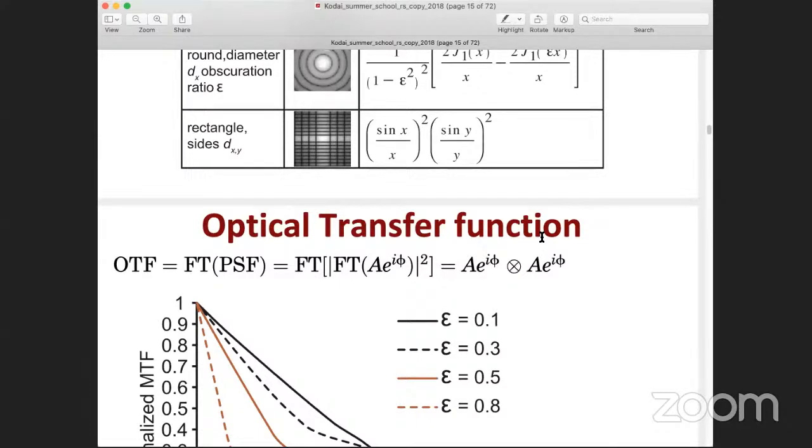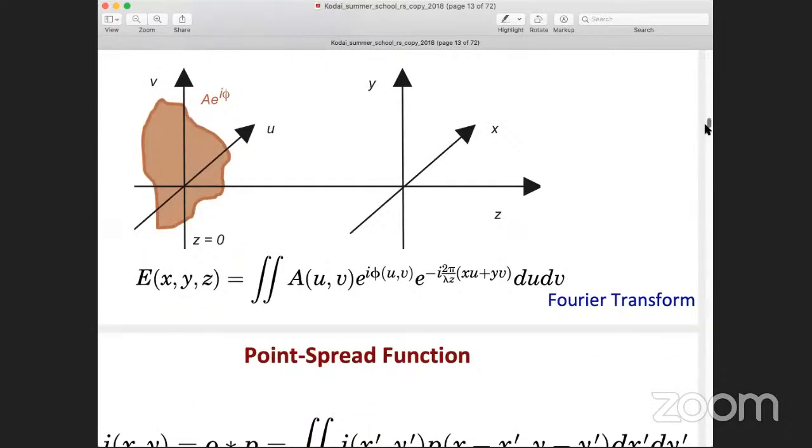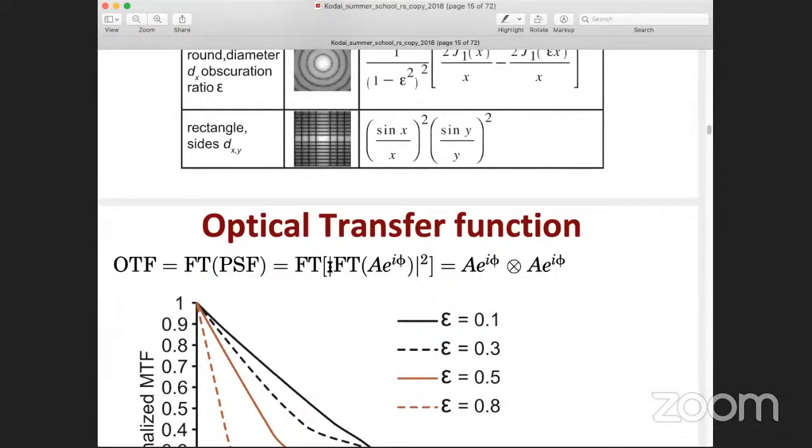And then we took the Fourier transform, as I told here, in this particular chapter. I hope you can see my cursor moving. This is a pupil plane field, and then we do the Fourier transform to get the image plane field, and then modulo square of that is a point spread function. So this is a point spread function, and then we do the Fourier transform.